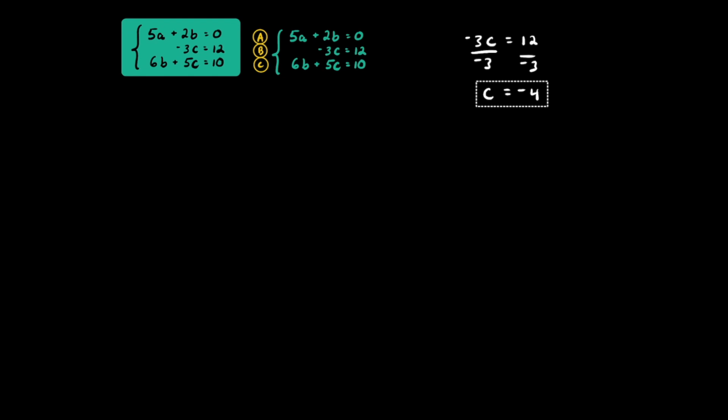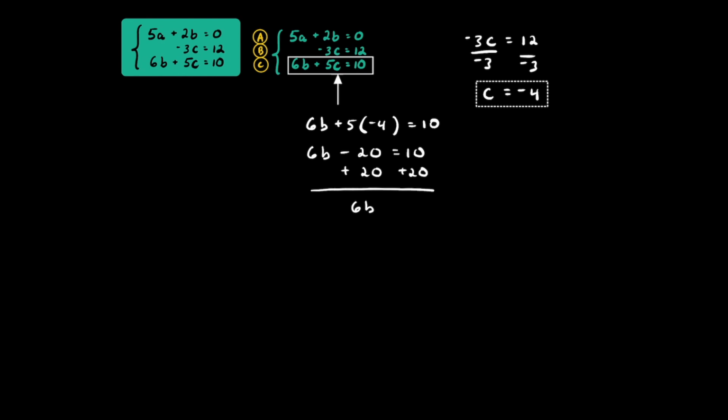Now that we have c, we still need to solve for a and b. We're not going to look at equation A right now because it doesn't even have a c in it. However, equation C does have a c in it. If we substitute c equals negative 4 into this third equation, we can solve for b. Substituting in, we're going to get 6b plus 5 times negative 4 is equal to 10. Since 5 times negative 4 is negative 20, we're going to get 6b minus 20 is equal to 10. I'm going to add 20 to both sides, and we're going to get 6b is equal to 30. If we divide both sides by 6, we're going to get b is equal to 5.